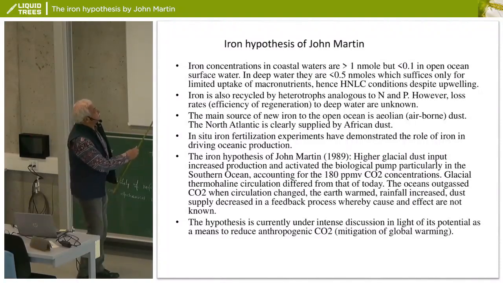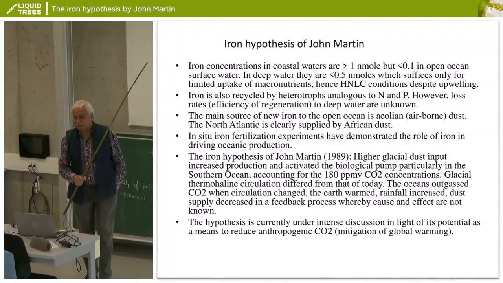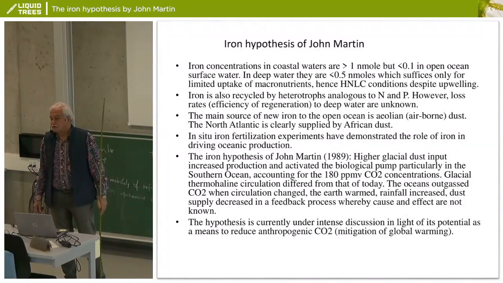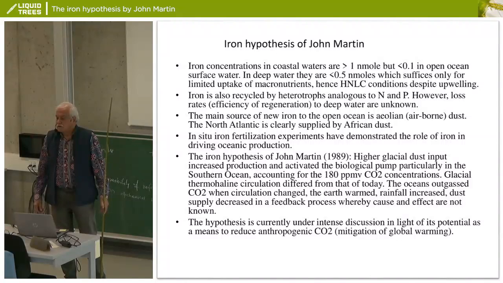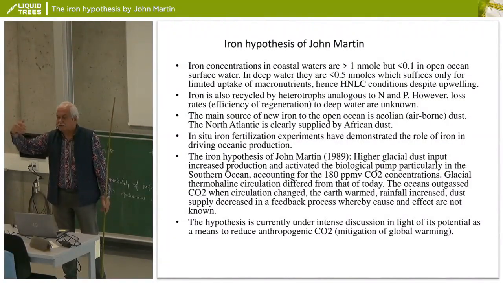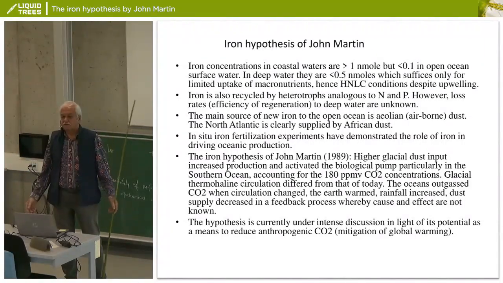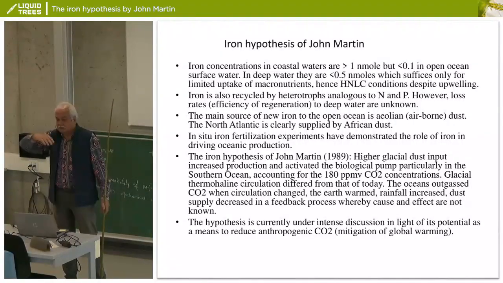The main source of new iron to the open ocean is aeolian, airborne, dust. And the North Atlantic is clearly supplied by African dust because of the size of the source of dust in the Sahara. Now you also have deserts off Chile and so on for the South Pacific, for instance, or California, Mexico, for the North Pacific, but they're just not big enough. Or from China in the North Pacific, it's just not big enough to have an effect on, for instance, the subarctic Pacific or the equatorial upwelling.